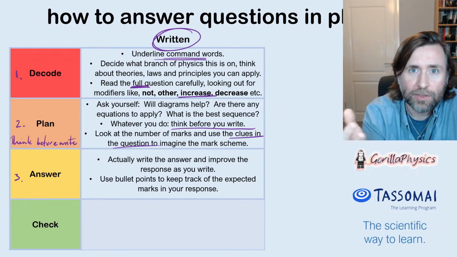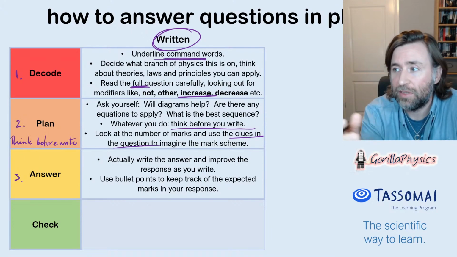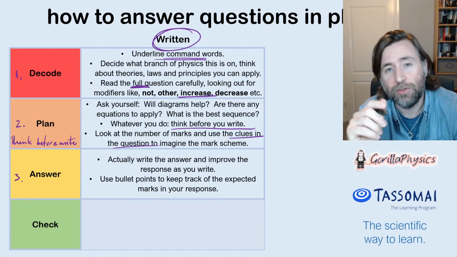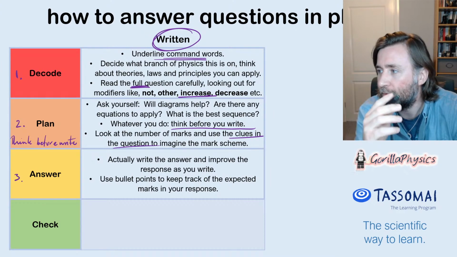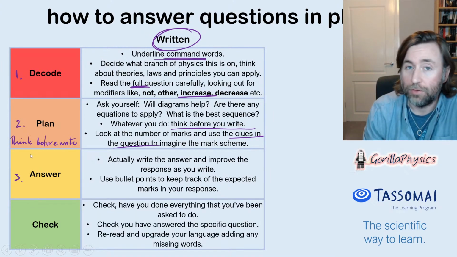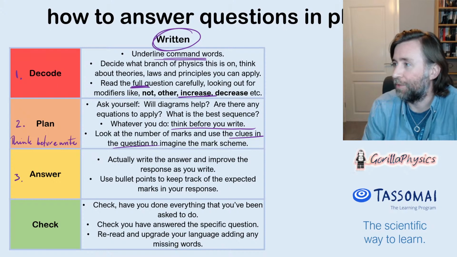Lots of people are surprised because their teachers have told them maybe to write in full sentences. Yes, write in sentences, but use bullet points to keep track of them. It is okay to do that. It's good, actually. It makes it easier to mark as an examiner.